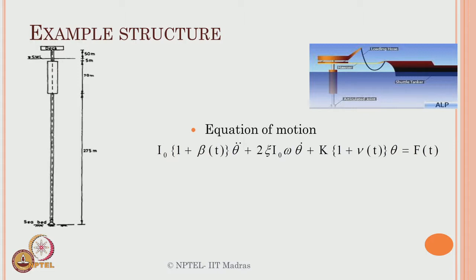Now, the right hand side of the screen shows you a real time problem, because what you see on the left hand side is an idealized model. So, geometric dimensions are given there: seabed 275 meter, the buoyancy chamber is 70 meter, 5 meter with the still water level, then 50 meter above there is a top side. The idealized system is what you see on the left hand side of the screen, whereas the right hand side is a real life system which is an ALP, anchoring leg platform, where you can see the shuttle tanker is anchored with the tower.